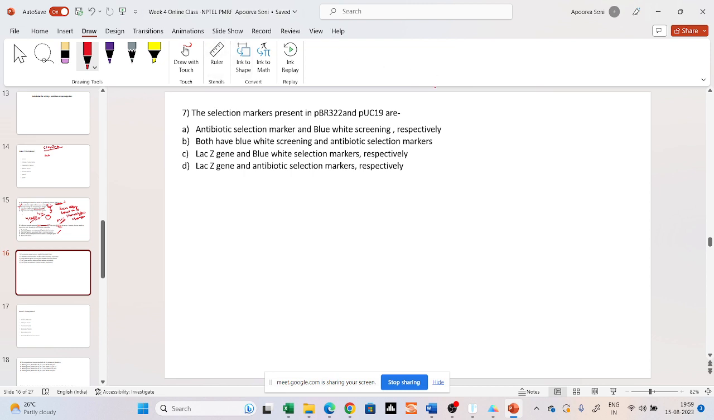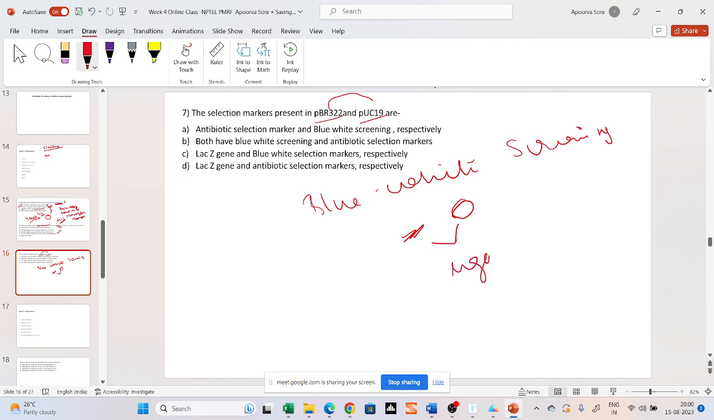Basically, the first cloning vector which was made is pBR322, and after pBR322 there is another vector, which is pUC19. pUC19 has a selection criterion known as blue-white screening. Basically, you have to screen the bacteria that have the colonies. I'll just explain. This is the DNA and this is the vector. You have ligated it.